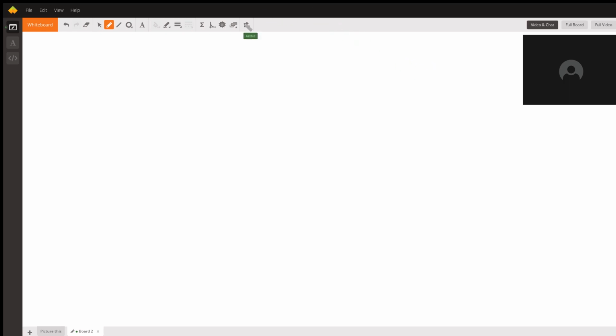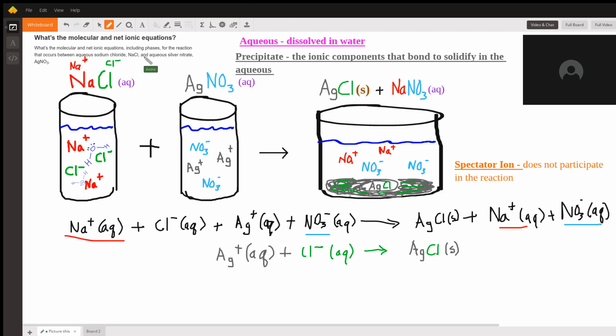And that is in sum what a precipitation reaction looks like. These are the steps to forming your complete and net ionic equations. This one here was the complete, and this one underneath it is the net ionic equation.